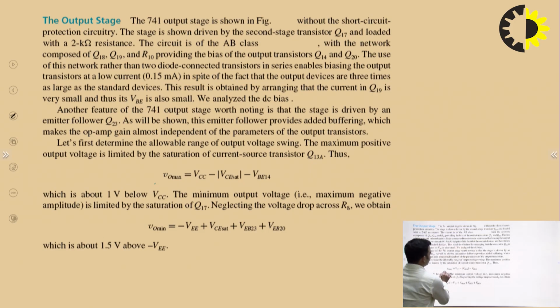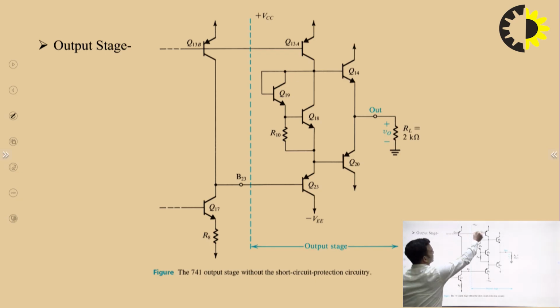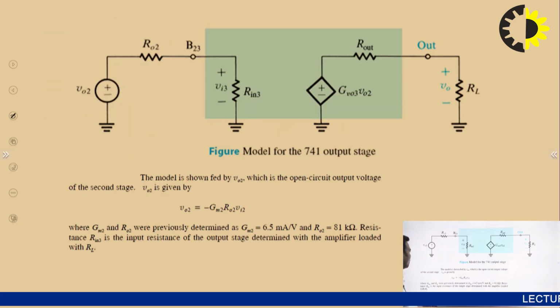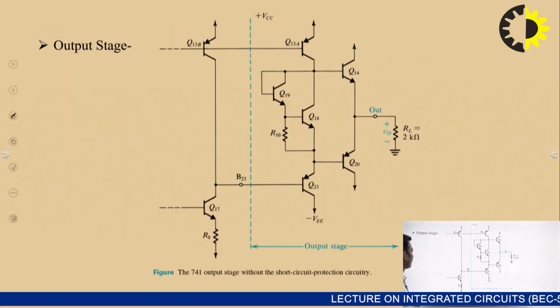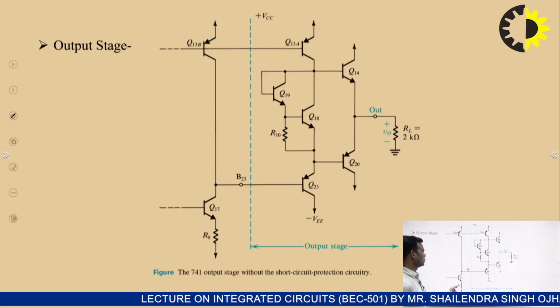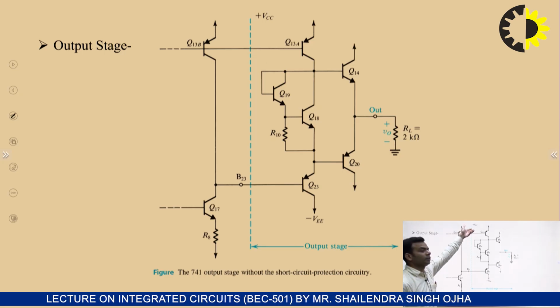What can be the maximum value? The maximum value can be VCC minus VCC saturation minus VB14 if I follow this path. Similarly, VO minimum will be obtained if I follow this path. Actually, it is connected to the negative voltage, and it is connected to the positive voltage.